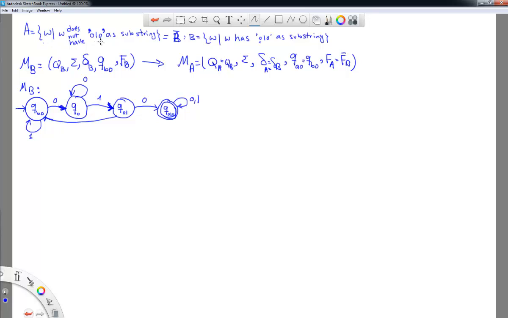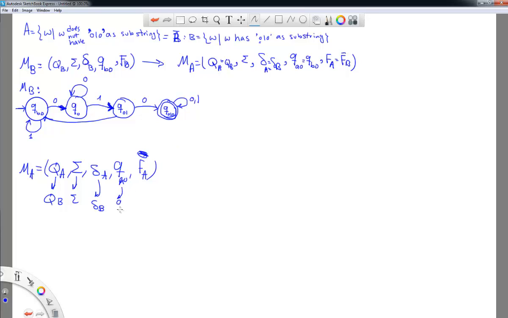Now if I wanted to do that for M sub A from scratch with this, it would have been kind of a nightmare. So now, according to my definition for M sub A, all I need to do is to make Q sub A, sigma, delta sub A, Q sub A0, and F sub A. So this is going to be the same with Q. So I'm going to keep the same process. This is going to be the same for sigma. Delta sub A is going to be delta sub B. I'm going to keep the same transition arrows and everything.